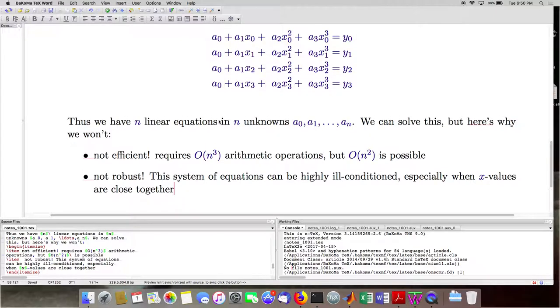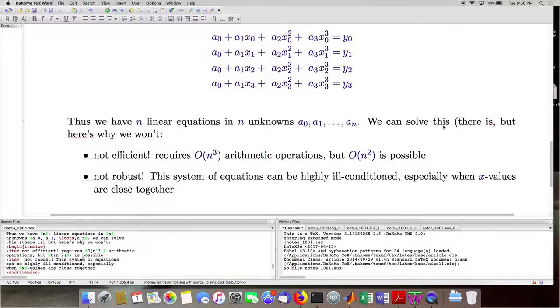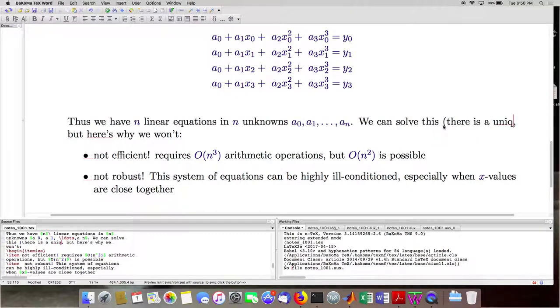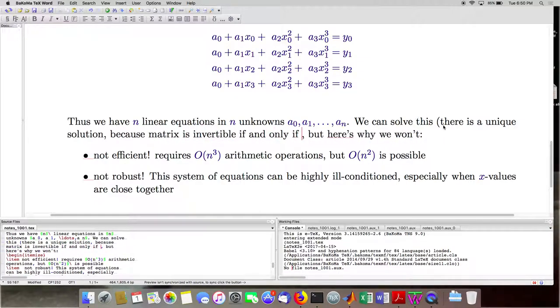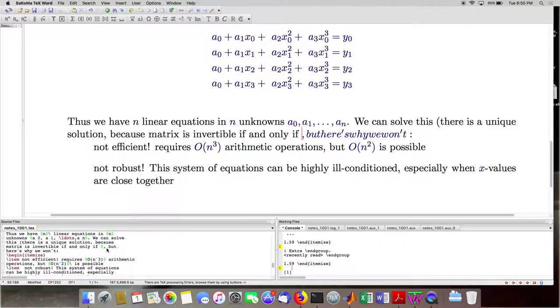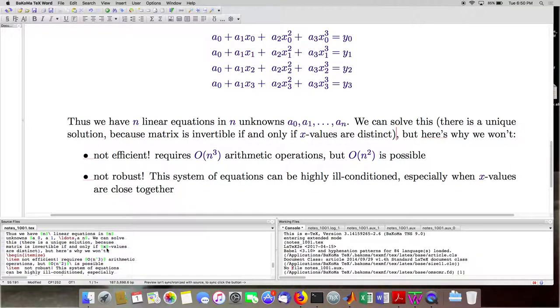So I'm going to talk about one of those. But one more comment I want to make before I move on. There is a unique solution because the matrix is invertible if and only if the x values are distinct. As I mentioned, one of the problems in this section shows how it can be proven that this system does have a unique solution. So it's almost well posed. The three conditions: the solution exists, the solution is unique, and the solution depends continuously on the data. The first two conditions are met as long as we have distinct x values.